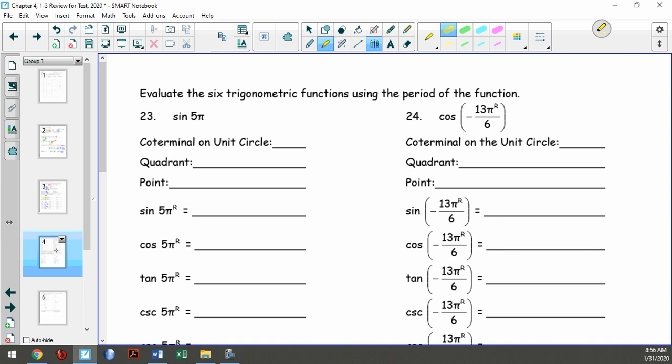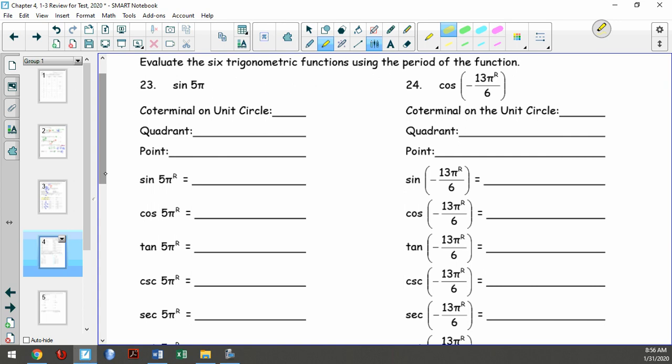This says evaluate the 6 trigonometric functions using the period as its aid. What does it mean when it says using the period as its aid? What does that mean? 5 pi. It's a corkscrew angle. What is a corkscrew angle? It goes around multiple times, not just one time, right?